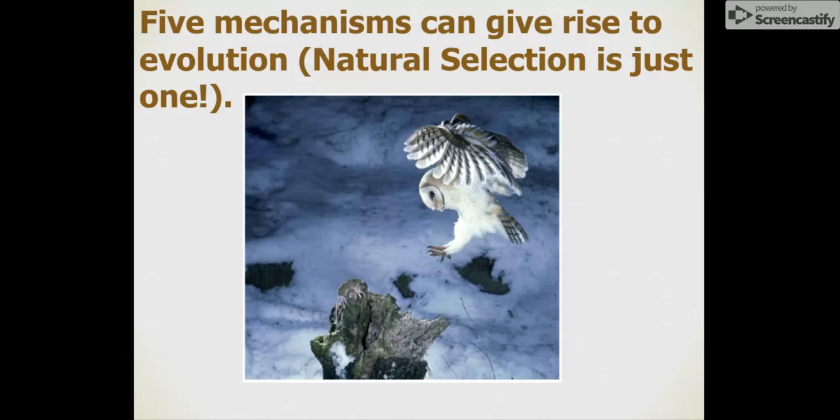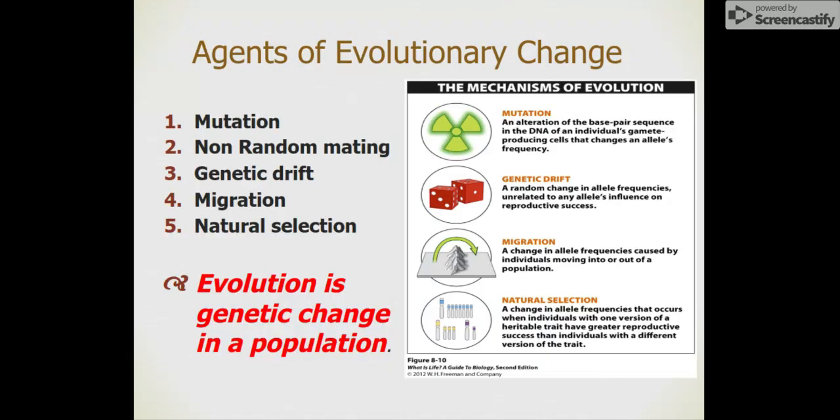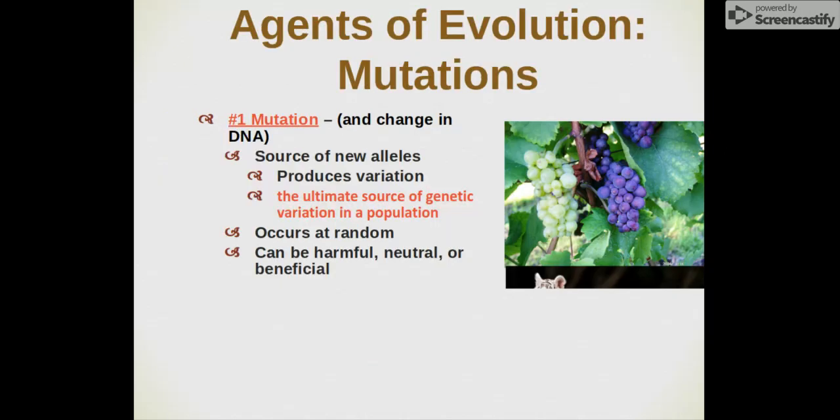There are 5 mechanisms of evolution, 5 things that can cause evolution to happen within populations. Here they are. And we'll talk about each of these individually and explain how they cause evolution. So we've got mutation, non-random mating, genetic drift, migration, and natural selection. So these things can cause changes in the frequency of alleles in a population. So they can change what alleles are the most common.